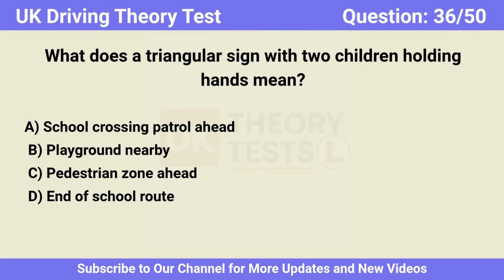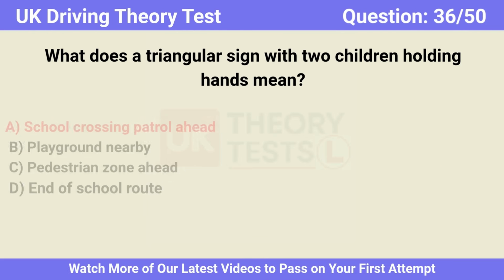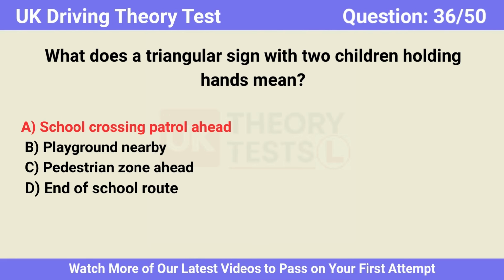What does a triangular sign with two children holding hands mean? A. School crossing patrol ahead. B. Playground nearby. C. Pedestrian zone ahead. D. End of school route. Correct option is A. School crossing patrol ahead.